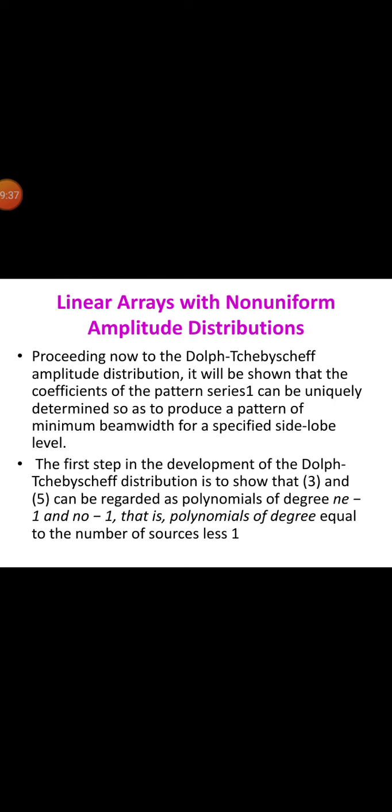The first step in the development of the Dolph-Chebyshev distribution is to show that the equations, that is the even Fourier series and odd Fourier series, can be regarded as polynomials of degree n minus 1, that is polynomials of degree equal to the number of sources less than 1. Now let us consider the case of a broadside array where delta is equal to 0, then psi is equal to d r sin theta.